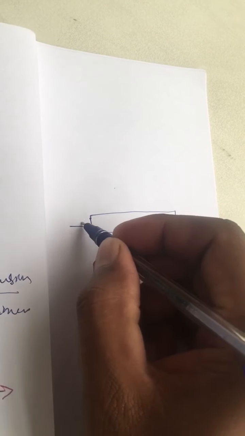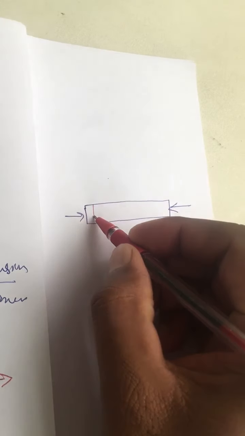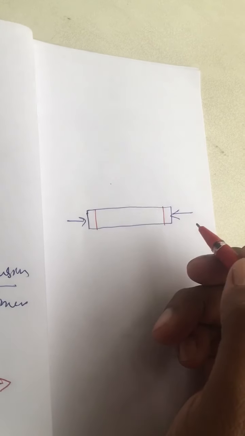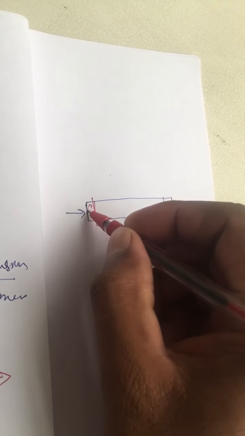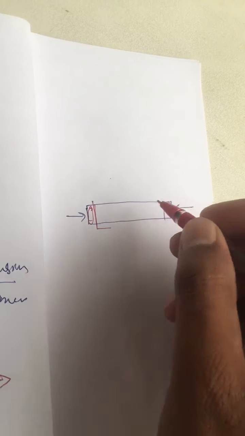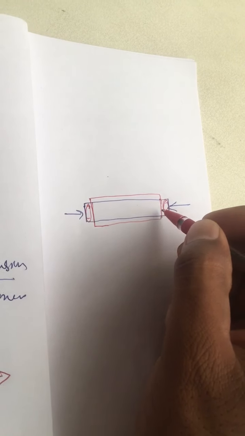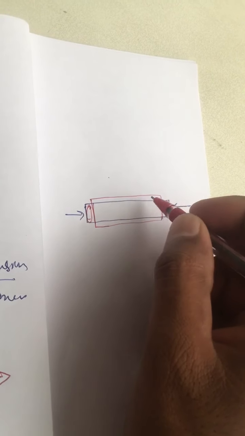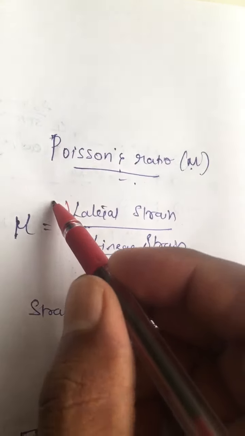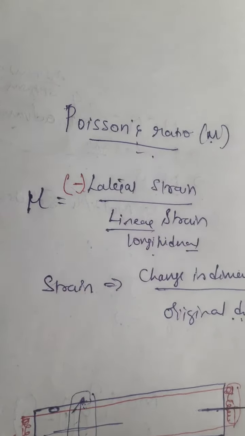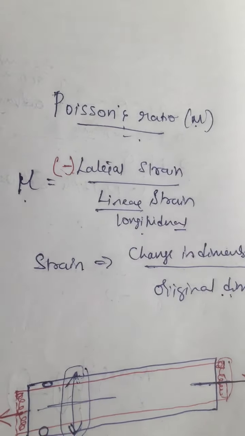with compressive load, at this time the bar is going to reduce its length because of the compressive load, but at the same time the diameter is going to increase. So while applying the compressive load, the length is reducing but the diameter is increasing, so reverse in nature. That's why, while solving the problems, we can define Poisson ratio as nothing but minus of lateral strain by linear strain. Clear? Thank you.